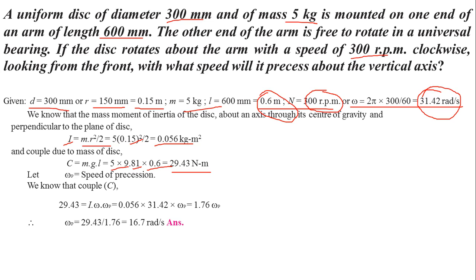And from this you can calculate omega p, because the gyroscopic couple is equal to I omega omega p. The couple is already known to you, that is 29.43. The I value is known, omega also you can substitute, so you can calculate omega p from here. Substituting the values, you get omega p as 16.7 radians per second. Like this you can calculate the precession velocity.